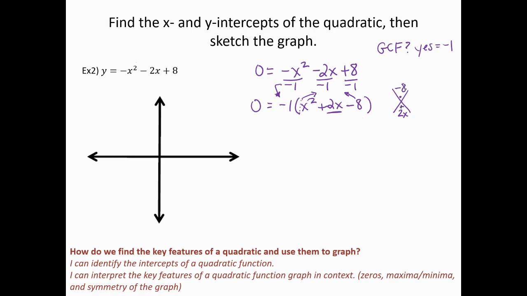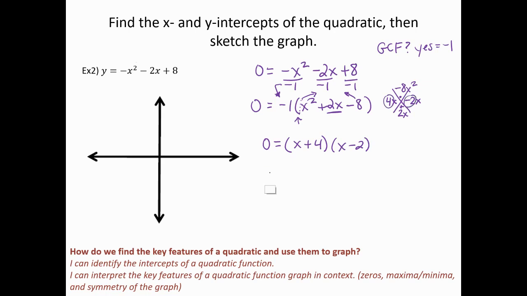Multiplying to make negative 8, adding to make 2x. The numbers that are going to do that, let's see, looks like 4x and negative 2x. Double check it. 4 times negative 2 is negative 8, and 4 minus 2 is 2. All right, once again, since I have that 1 in front, I can go straight to parentheses and say x plus 4 and x minus 2. Remember, I stole those from the numbers in my x.